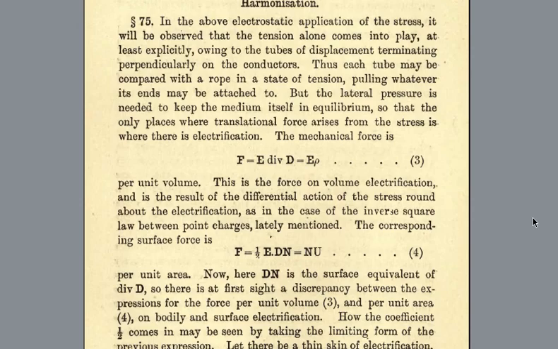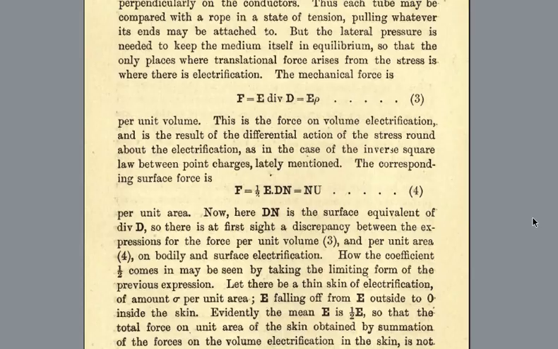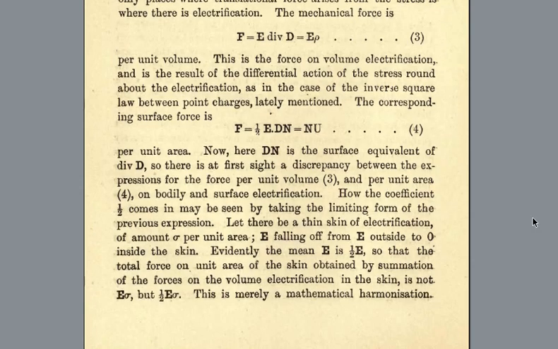This is the force on volume electrification and is the result of the differential action of the stress round about the electrification, as in the case of the inverse square law between point charges lately mentioned. The corresponding surface force is F equals 1/2 EdN minus NU, equation 4, per unit area. Now here dN is the surface equivalent of divergence D. So there is at first sight a discrepancy between the expressions for the force per unit volume, equation 3, and per unit area, equation 4, on bodily and surface electrification.